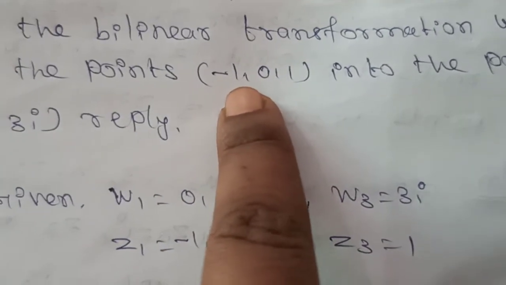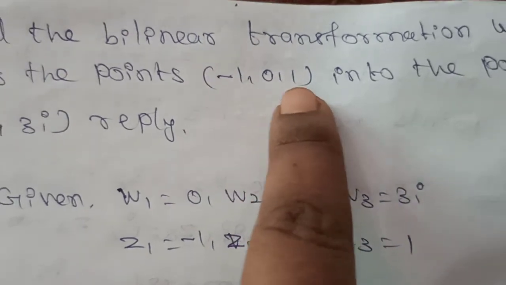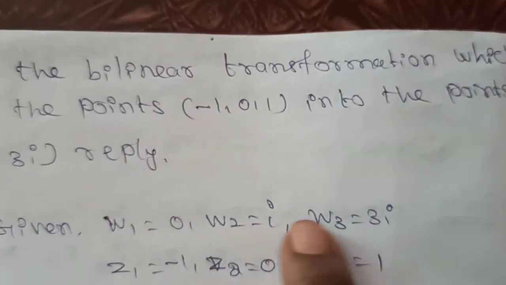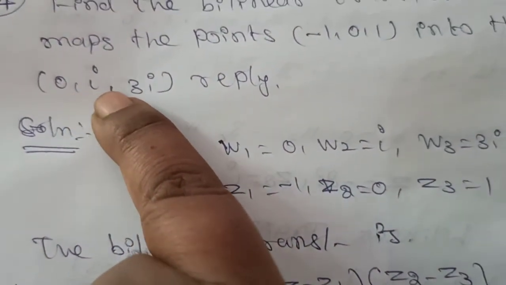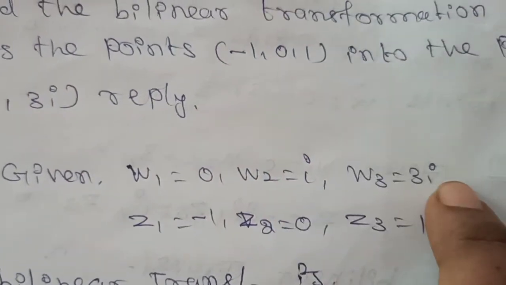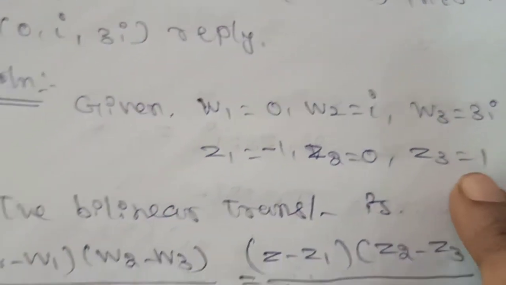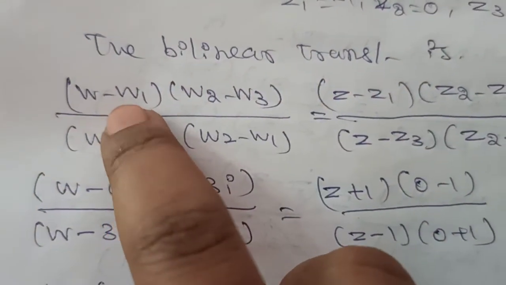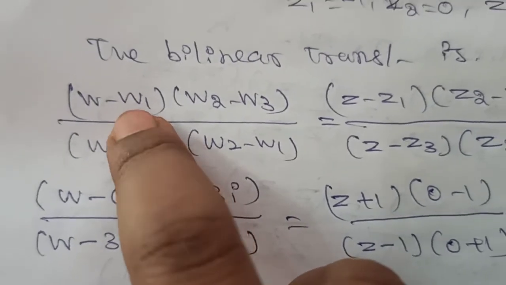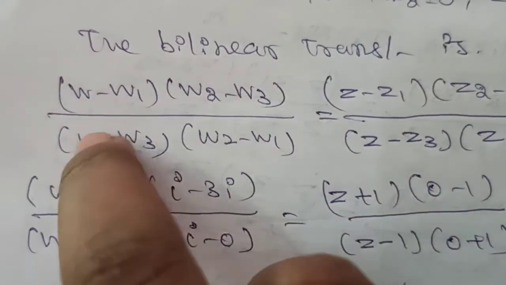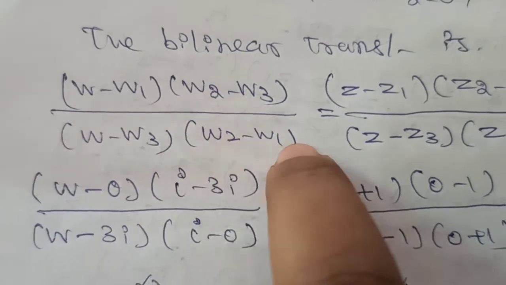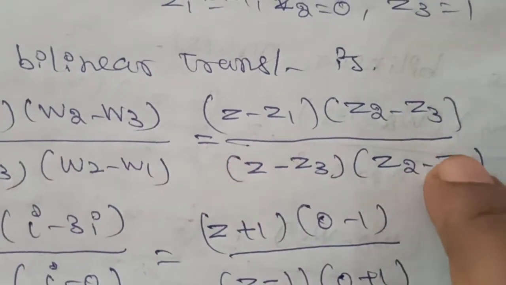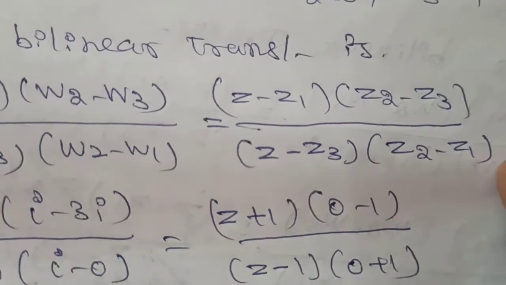Here z1 is minus 1, z2 is 0, z3 is 1, and w1, w2, w3 are 0, i, 3i. Let us take these given values. Next, using the bilinear transformation formula, once again write it: (w minus w1) into (w2 minus w3) divided by (w minus w3) into (w2 minus w1), which is equal to (z minus z1) into (z2 minus z3) divided by (z minus z3) into (z2 minus z1).